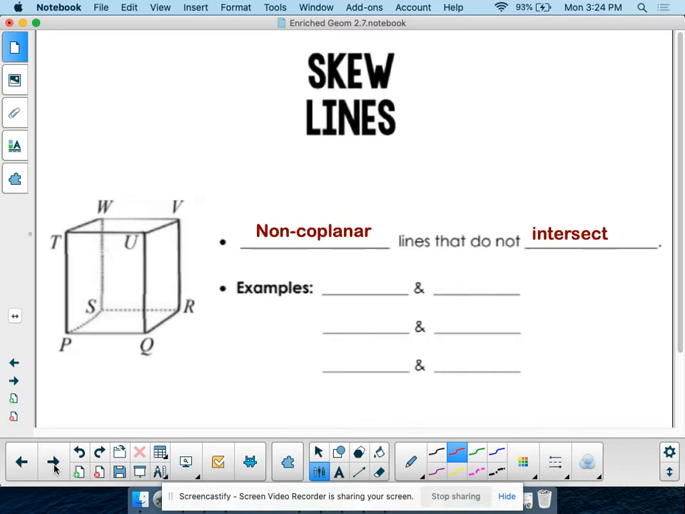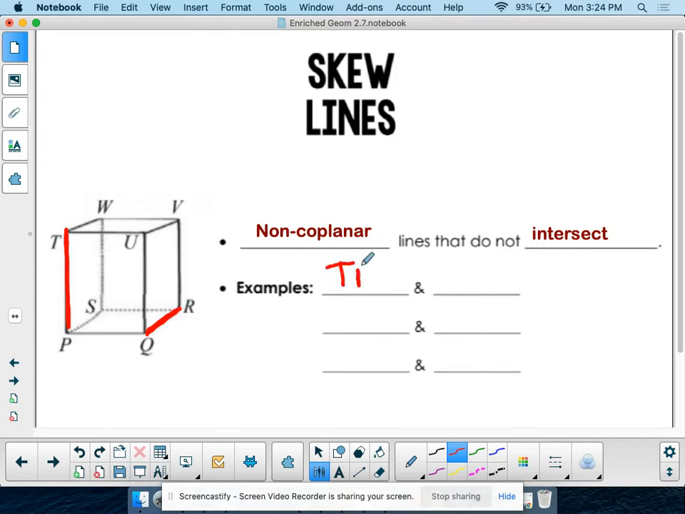Skew lines. We talked about this at the beginning of our last chapter. Skew lines are non-coplanar lines that do not intersect. They differ from parallel lines, because they both don't intersect, but these are non-coplanar, meaning they go in opposite directions. You have one going vertically and one horizontally, but they can't touch. An example would be TP, there's my vertical, and QR. They're on different planes and are never going to intersect.